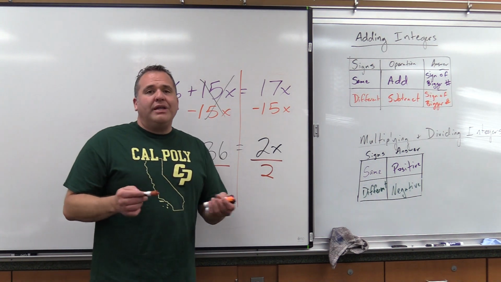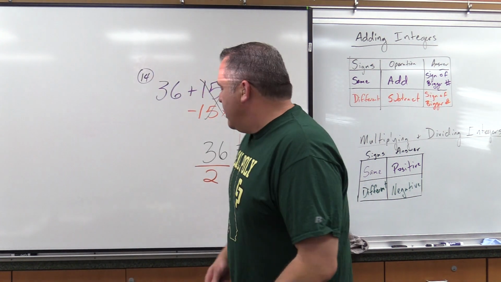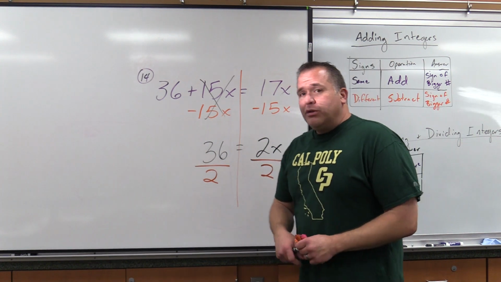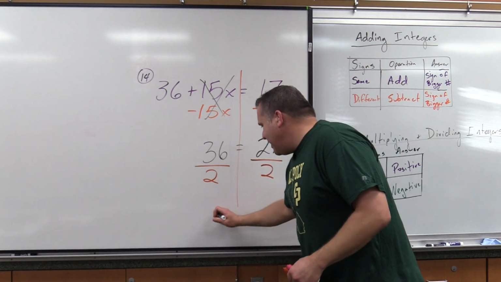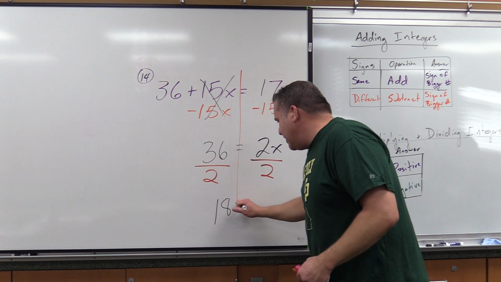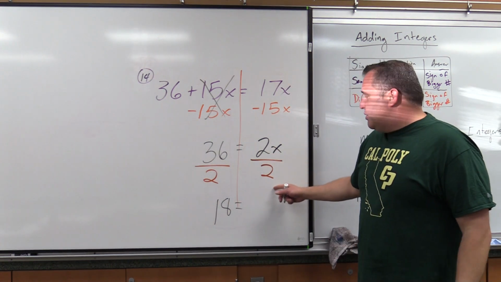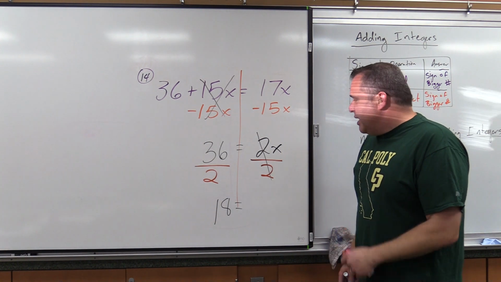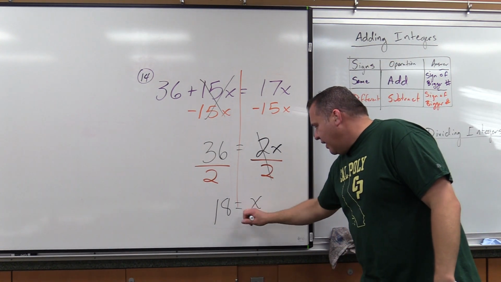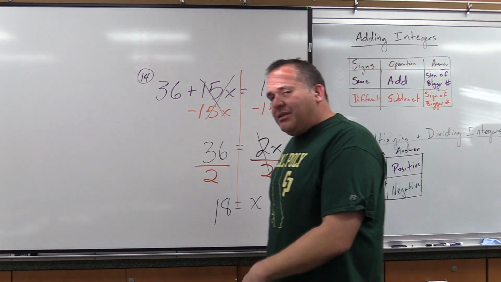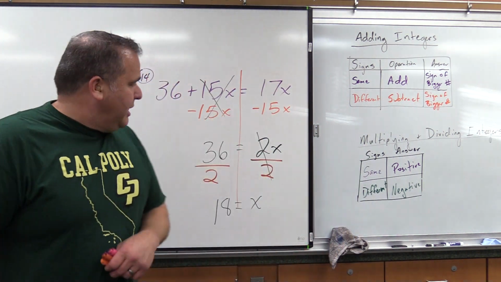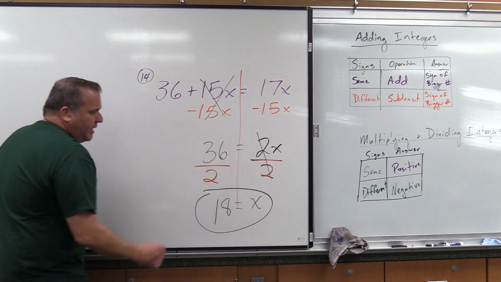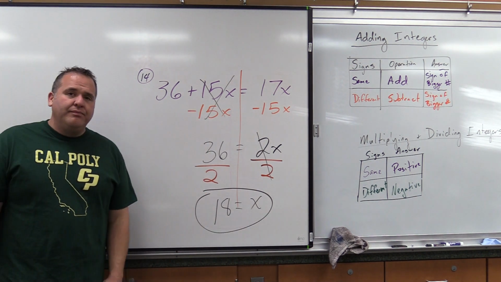Now, 36 divided by 2, okay? If you're doing that math, there are all kinds of different ways to do it, but it's 18. So I'm going to get an 18 here, and that's all going to equal 2 divided by 2 is 1. So those cancel, and we get an x right here. And so we get 18 is equal to x. And that right there is our answer, and that's it.